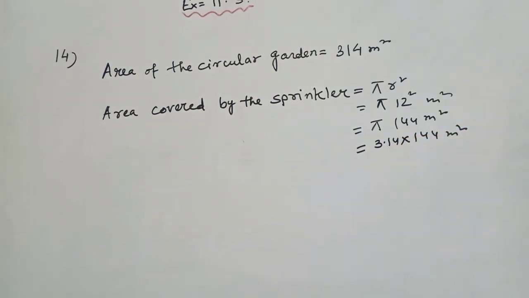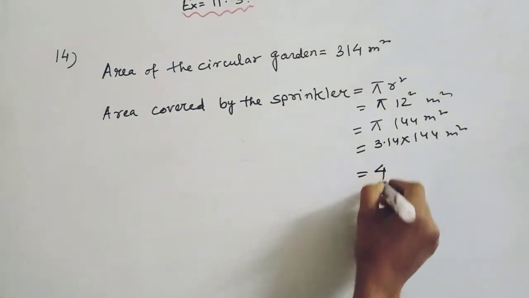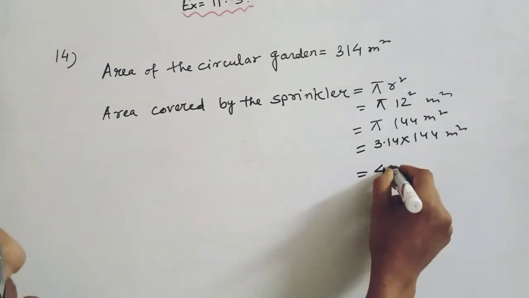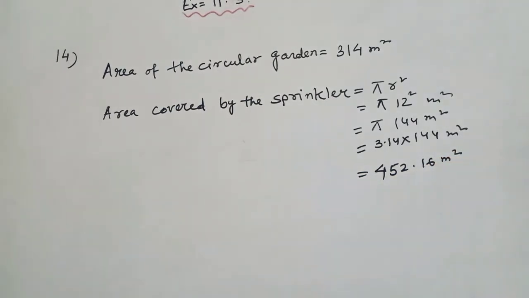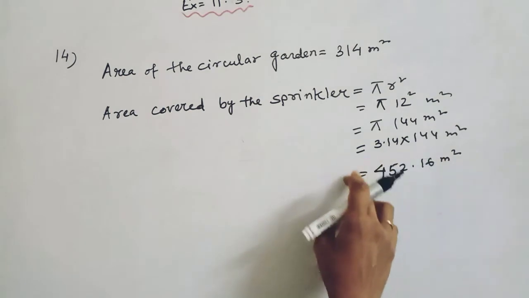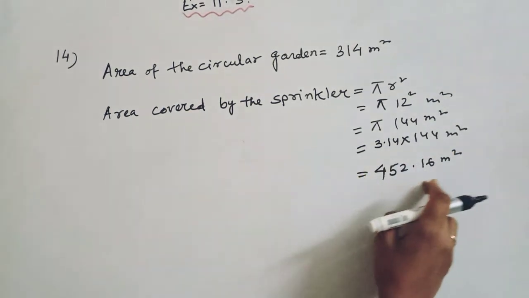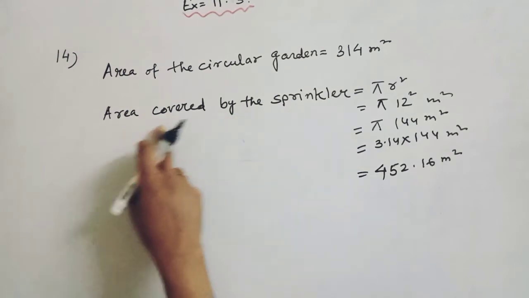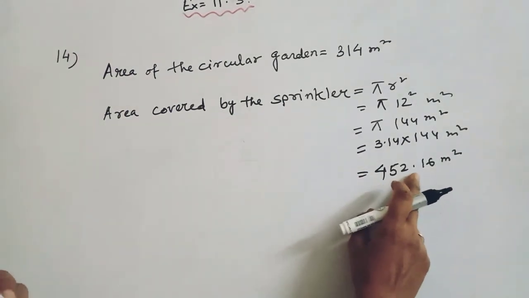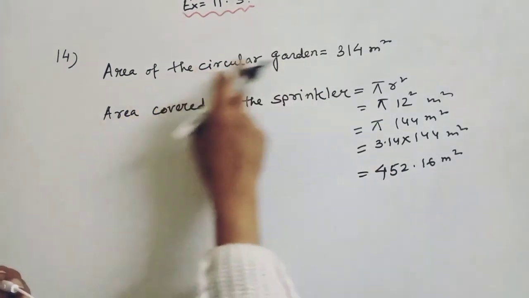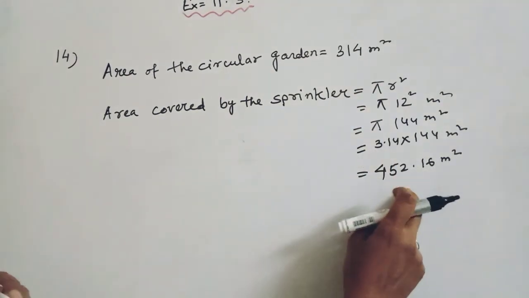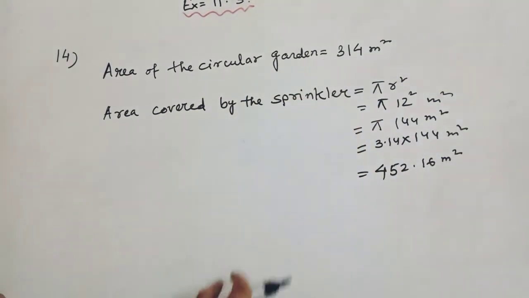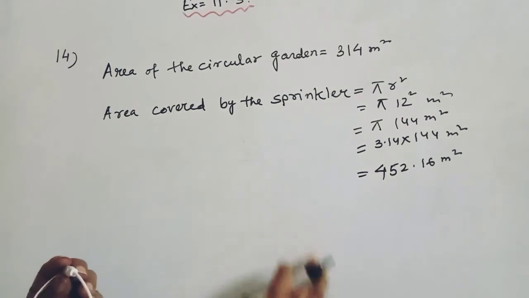3.14 into 144, if you multiply this, you will get 452.16 meter square. Now it is very clear that the area covered by the sprinkler is 452.16 meter square, and the area of the circular garden is 314 meter square. Which one is greater? The area covered by the sprinkler is greater. Therefore, the garden can be watered easily by the sprinkler.